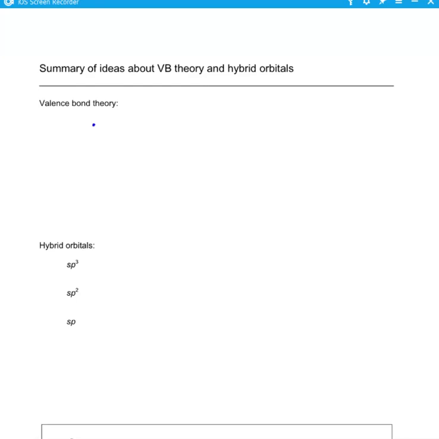Okay, so valence bond theory. If we're invoking valence bond theory to describe bonding in a molecule, what we want to keep in mind is the following. Hydrogen always uses an s orbital. So it's never going to be anything else. It's always an s that it's going to use to form its bonds.